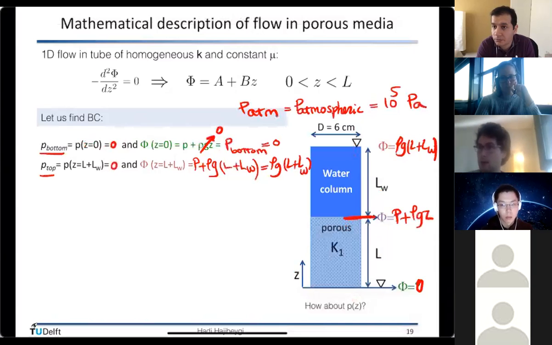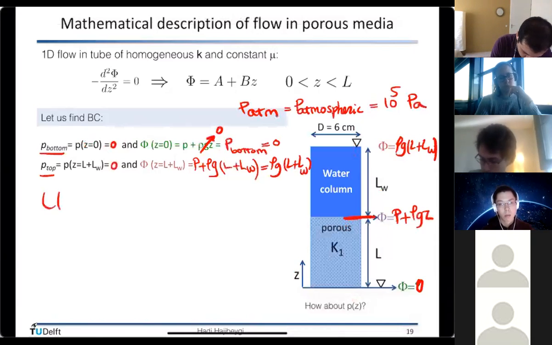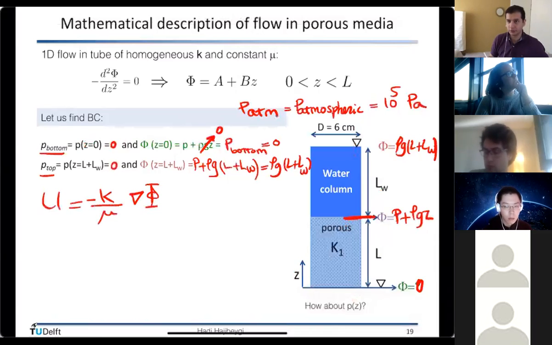Do I know the pressure there? Do I know the Z there? Yes, I know Z. Pressure, a little bit tricky here. But let's work on this. What law gives us the change or gradient of potential and related to velocity? Darcy's law, right? Darcy's law says U is minus K over viscosity, potential drop, gradient of potential.